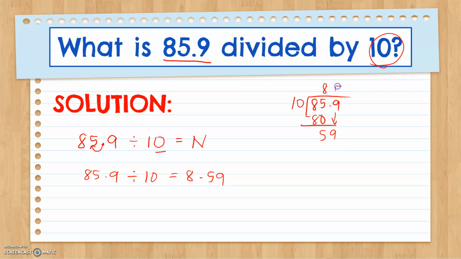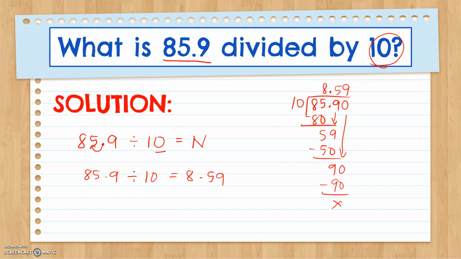59 divided by 10 is 5. 5 times 10 is 50. And 9 minus 0 is 9. 5 minus 5 is 0. Since we have a remainder, we'll add a 0 here and bring it down. 90 divided by 10 is 9. And 9 times 10 is 90. 90 minus 90 is 0. Since there is no more remainder, we'll no longer have to add 0 here. And for the final step, we will need to copy this decimal point directly to our quotient. So as you can see, we just got the same answer.